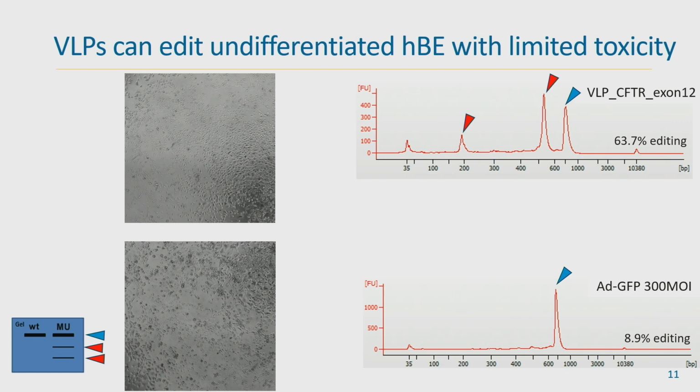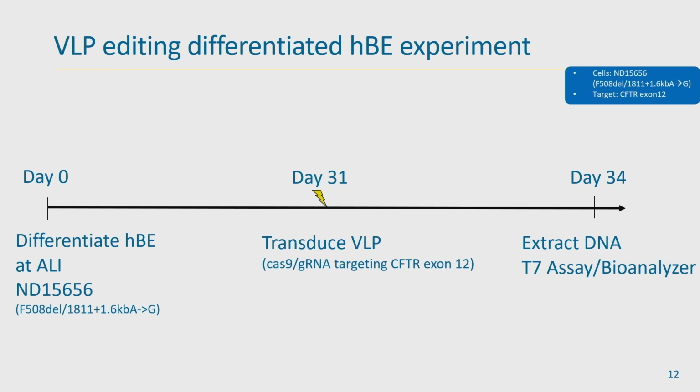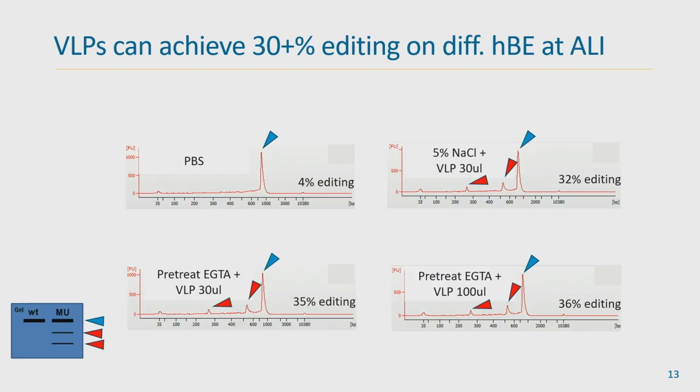So following these results, we were curious to see if we can use these VLPs to edit our differentiated primary HBEs at ALI. So to do this, we differentiated our primary HBEs at ALI using our Vertex differentiation media for 30 days, after which we transduced with VLPs, again delivering our Cas9 guide RNA RNP complexes targeting exon 12. 72 hours later, we extracted the DNA and ran our T7 bioanalyzer assay.